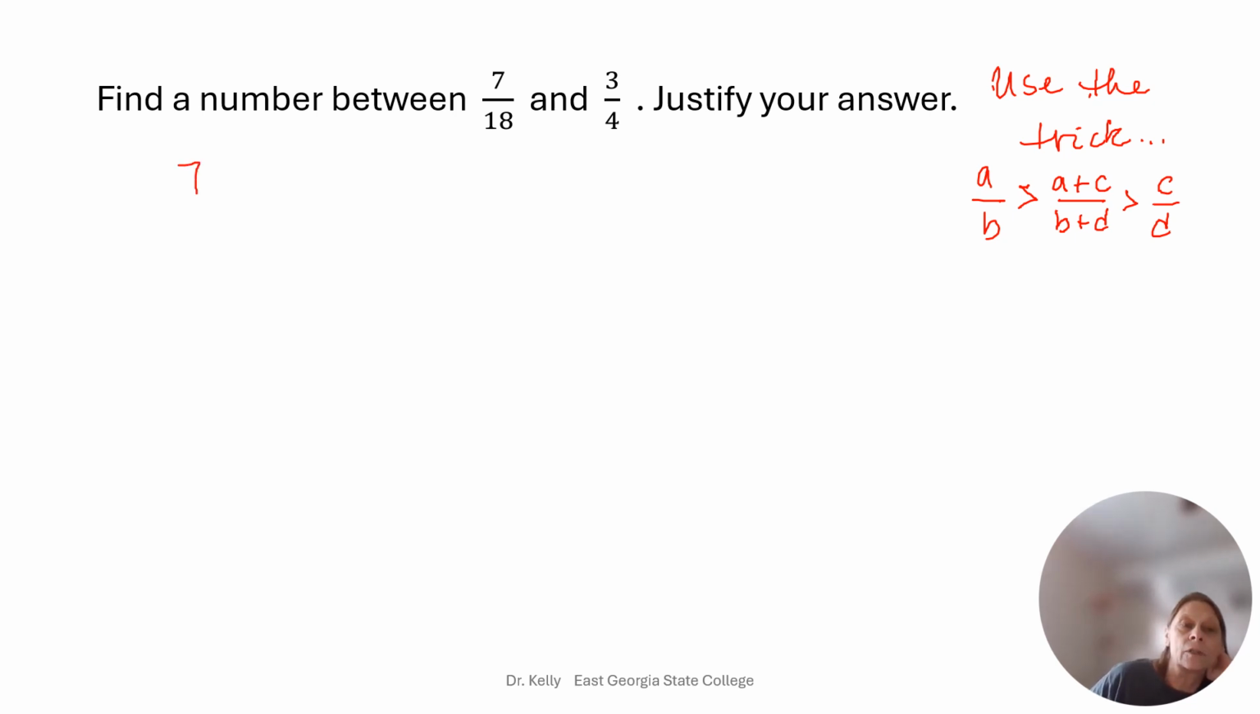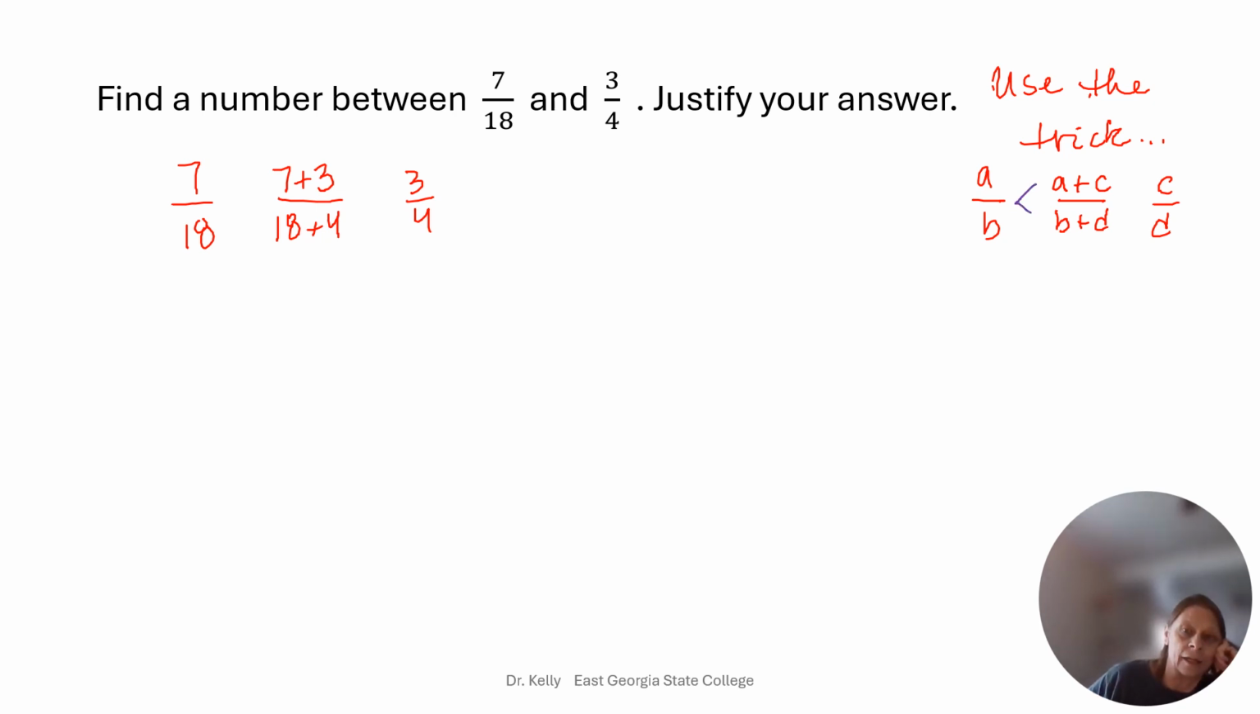So I have 7 over 18. That is greater than 7 plus 3 over 18 plus 4, greater than 3/4. And I just realized I wrote all of my symbols backwards, but at least I was consistent. But yeah, I wrote it backwards. My bad.